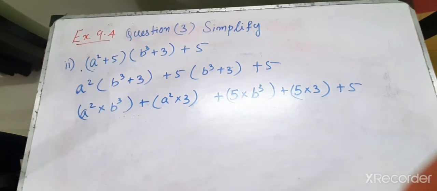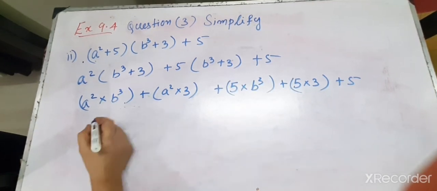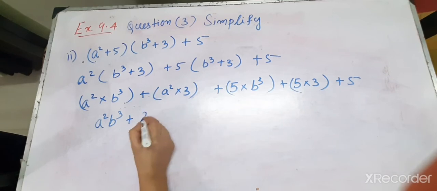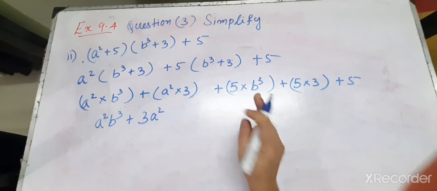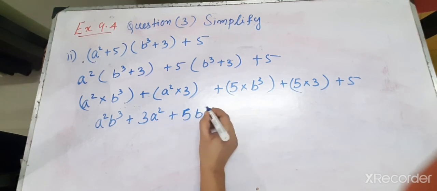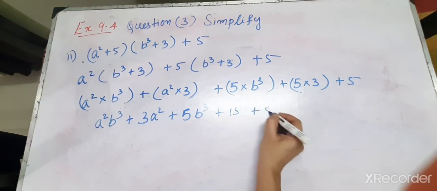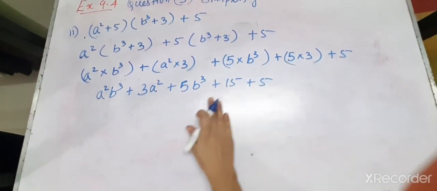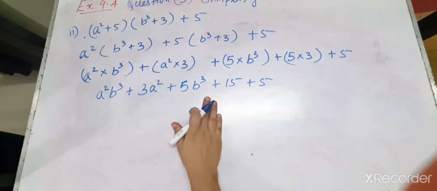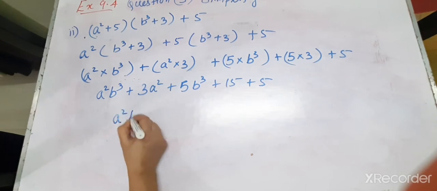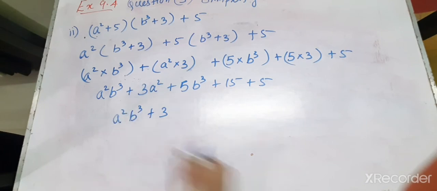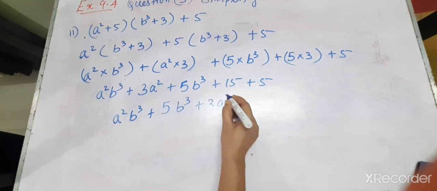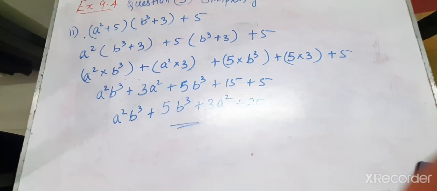Now you are going to multiply this. So here it is a square b cube, plus 3 into a square will be 3a square. Now 5 into b cube will be plus 5b cube, plus 5 threes are 15, plus 5. If like terms are there, you will add and write. Here only the constants can be added up, others are all different. So you can write it as a square b cube plus 5b cube plus 3a square, 15 plus 5, 20. Okay.